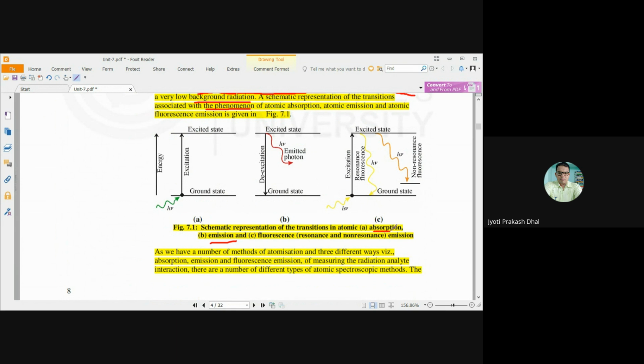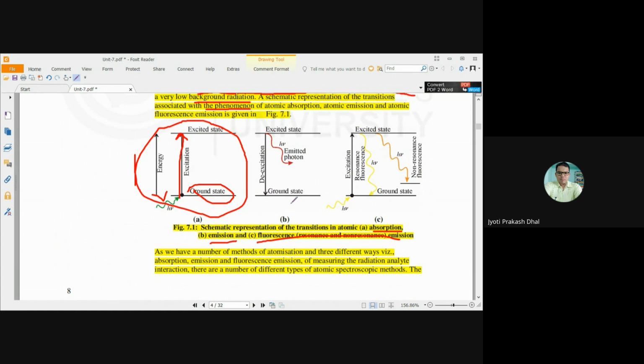Sorry, the figure A is absorption spectra, the figure B is emission, and the figure C is fluorescence emission. So here, first we will discuss the absorption spectra. Initially, the analyte present in the sample will be in the ground state, and after that they will absorb electromagnetic radiation of a particular wavelength and undergo excitation to some higher energy level. The absorbed electromagnetic radiation can be analyzed, and that will give the characteristics of the atoms present in the sample.